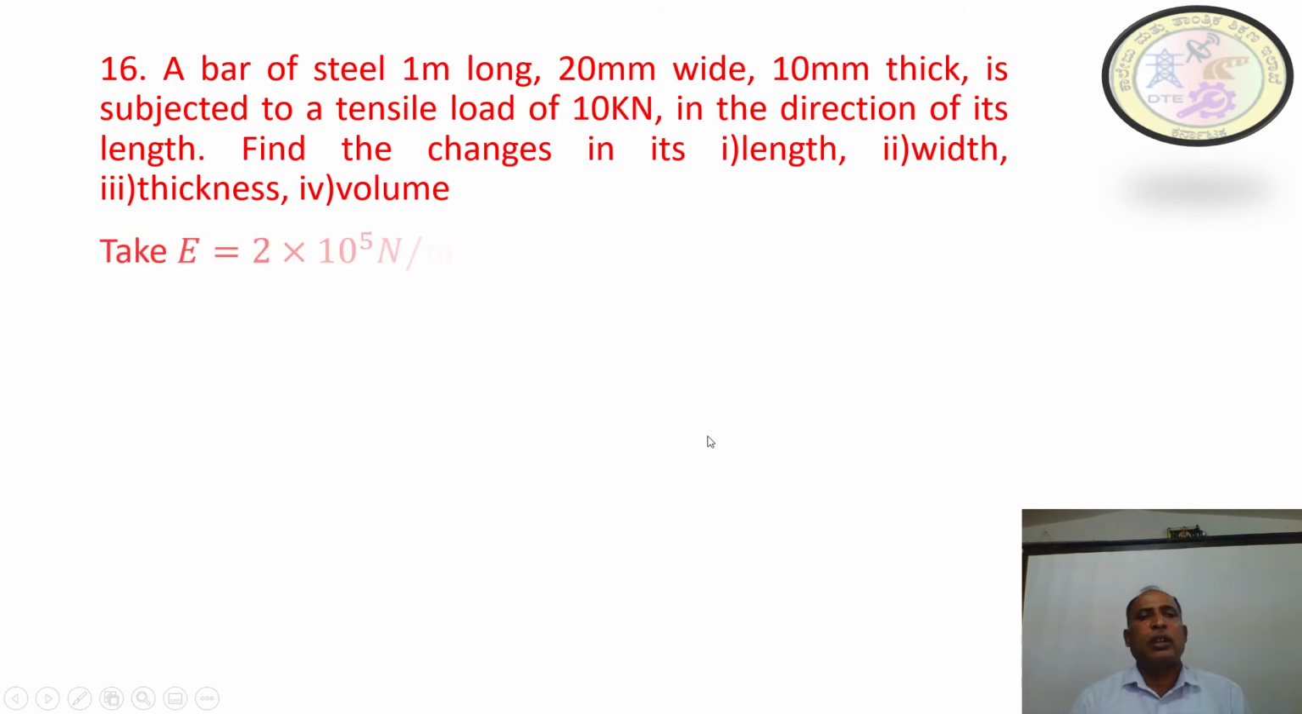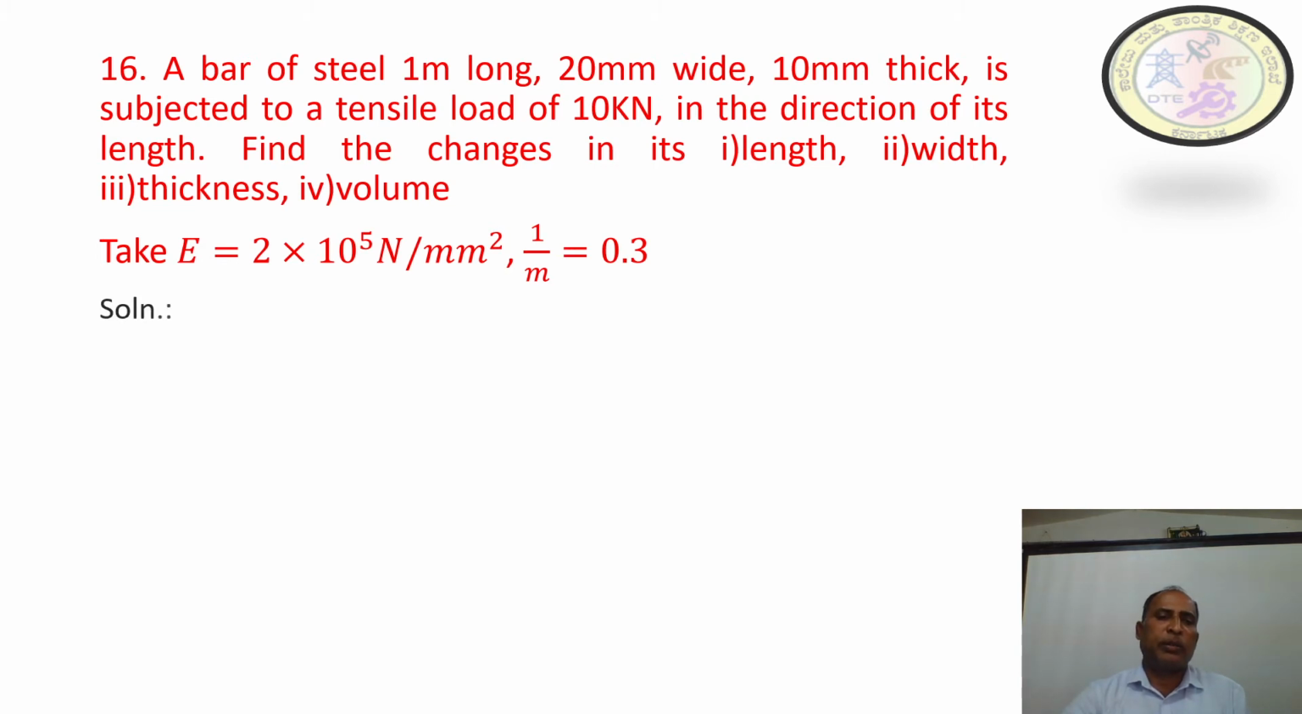The next problem is a bar of steel 1 meter long, 20 mm wide, 10 mm thick, subjected to a tensile load of 10 kN in the direction of its length. Find the changes in its length, in its width, in its thickness, and the last one, changes in volume. The value of E is given: E is equal to 2 into 10 raised to 5 Newton per mm square and the Poisson's ratio is 0.3.